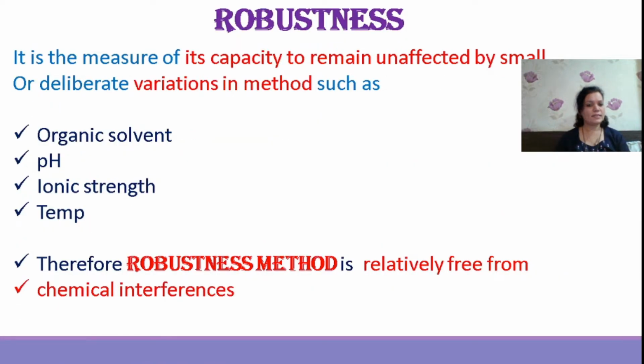Robustness is a very new term to you, as it measures the capacity to remain unaffected. That means like your buffer solution, where a small change with respect to pH is adjusted and it remains the same. A buffer solution maintains the pH of the solution against small variation. Similarly, robustness is the term used when you make a very small variation in a method and it is still unaffected in its capacity of measurement, such as organic solvent, pH, ionic strength and temperature.